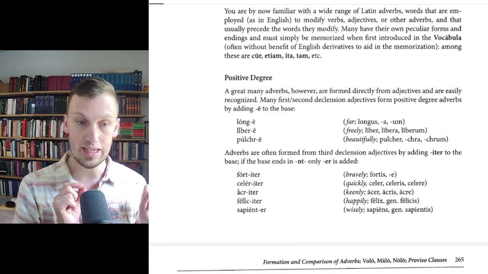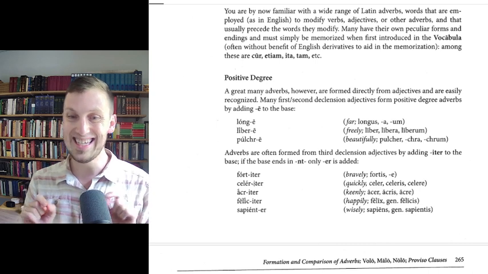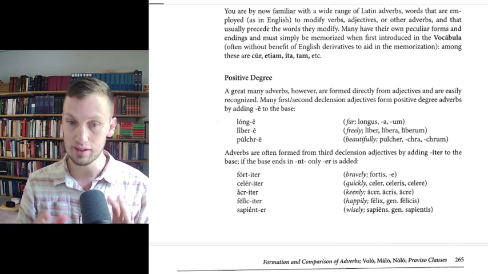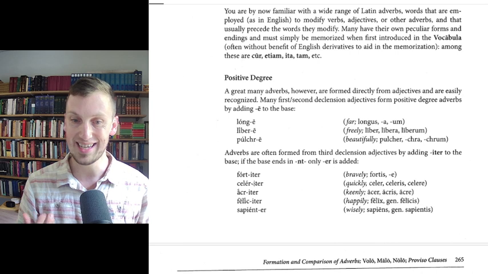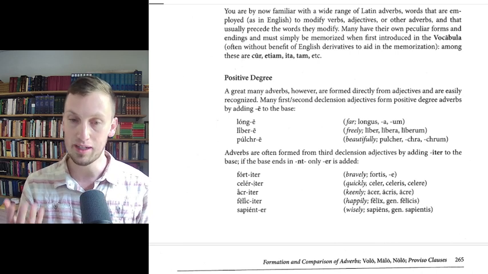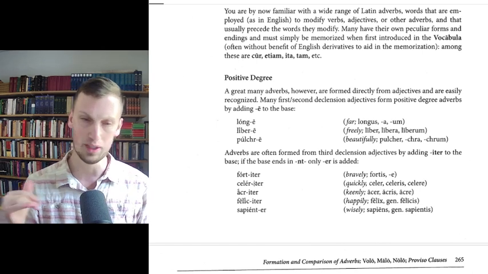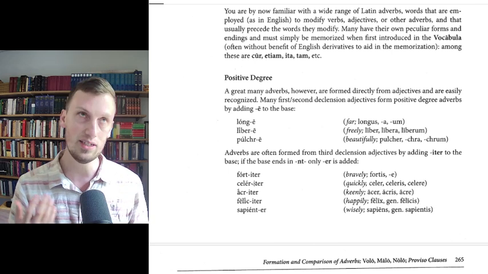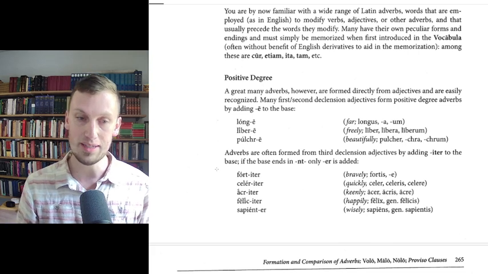You form the adverb of a third declension adjective by adding ter or iter. So fortis becomes fortiter. Celer, meaning quick, becomes celeriter. Acer becomes acriter. Pretty straightforward. And there's this one quirk that is totally predictable: if an adjective ends with nt already, you're not going to have ntter, so you just drop a t. So it just becomes sapienter.